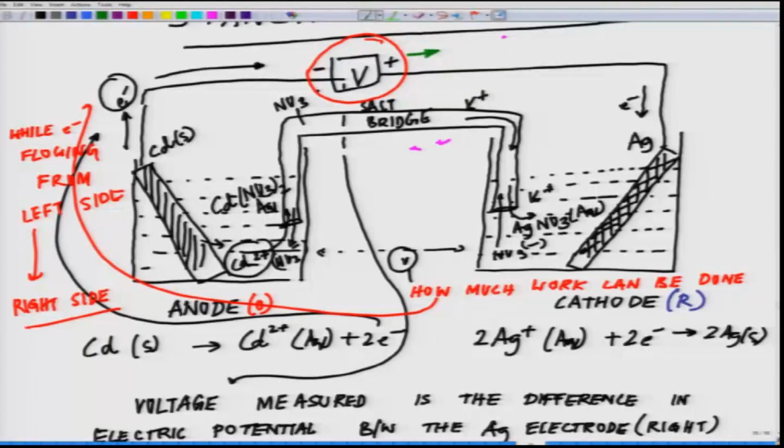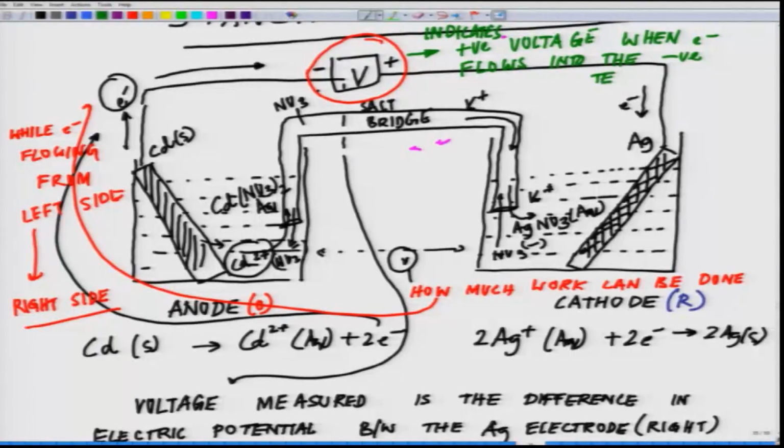That is why I am putting it in green. Just mark this. The potentiometer or the voltmeter indicates a positive voltage when the electron flows into the negative terminal.